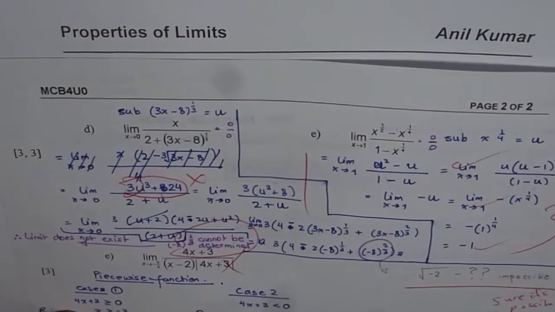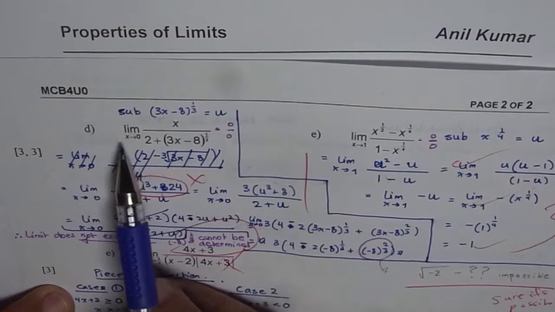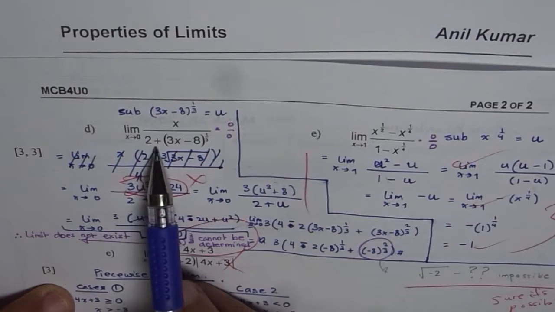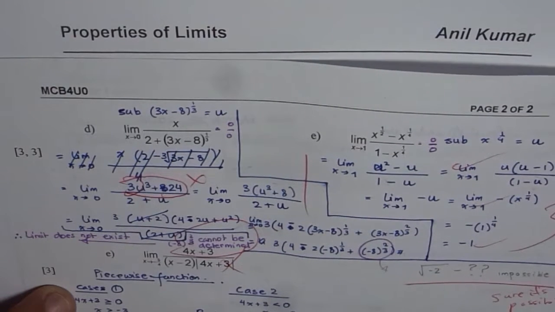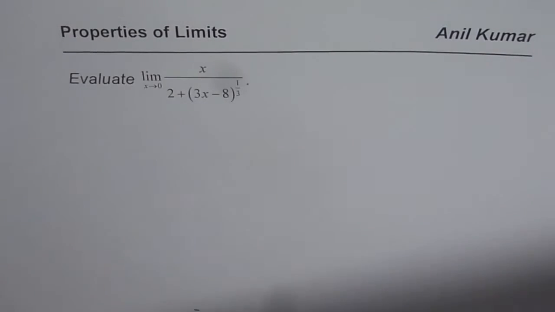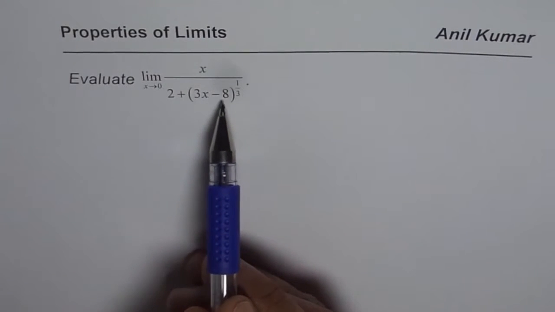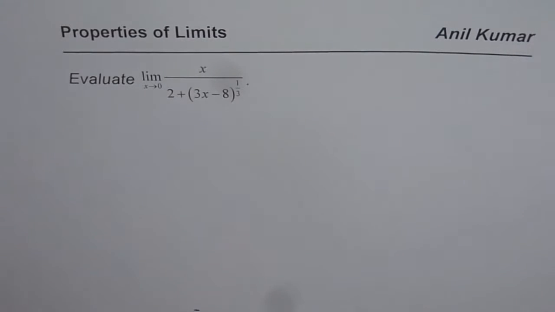This time we'll solve the question involving limits. The question here is the limit as x approaches 0 of x divided by 2 plus the cube root of 3x minus 8, that is, (3x minus 8) to the power of 1 over 3. Let us see how to find the limit for such a function. So I've just copied the question here. We need to evaluate this limit as x approaches 0.